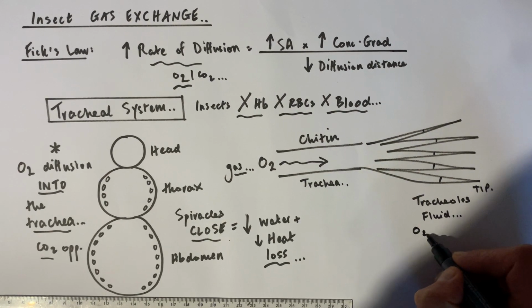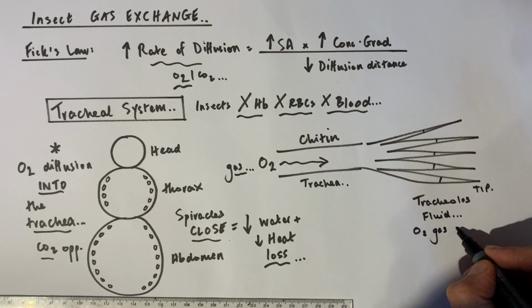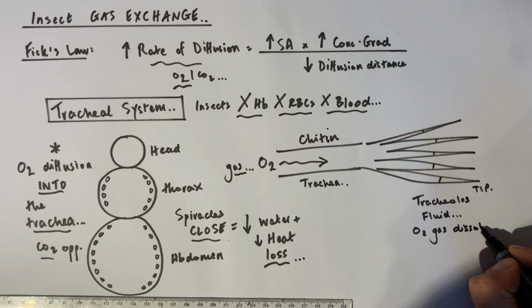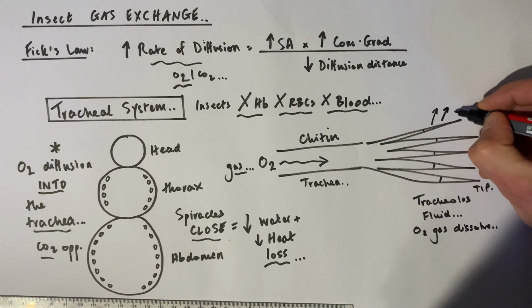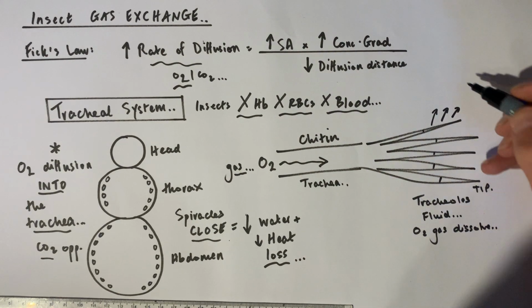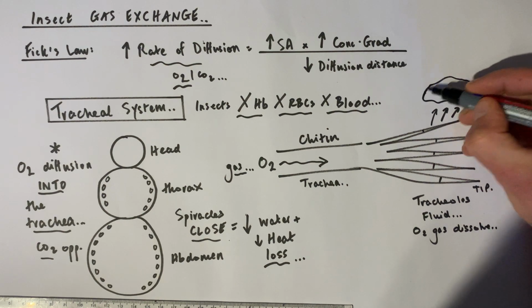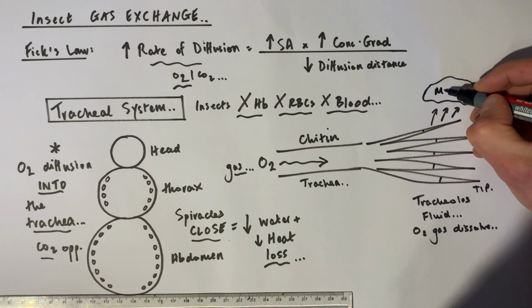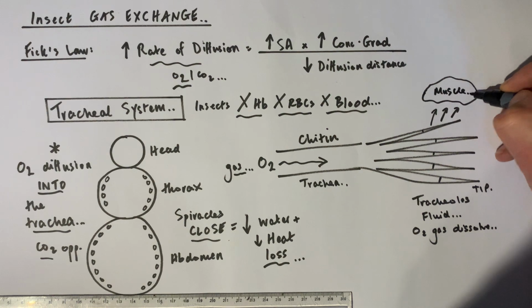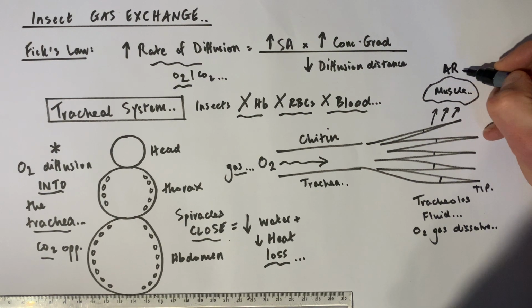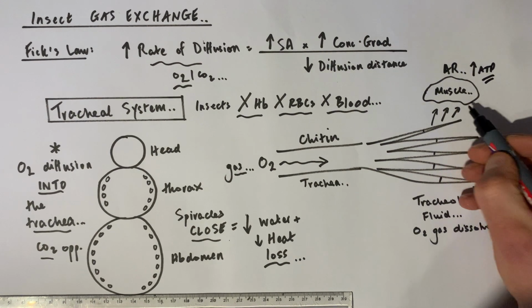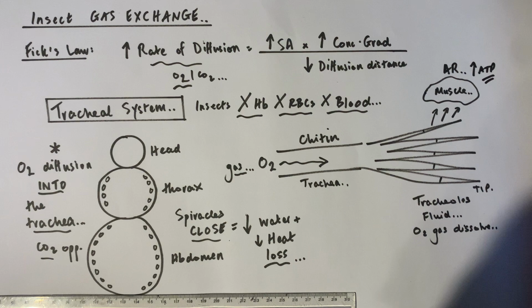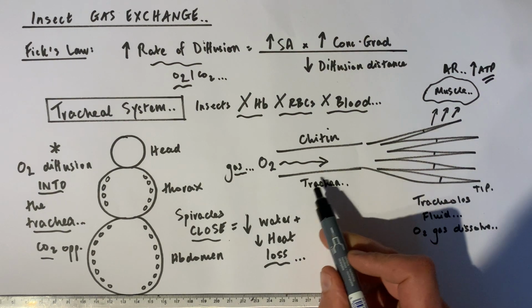So the O2 gas can then dissolve in this fluid, and then it simply diffuses across the thin wall of the tracheole into the respiring cells. So this might be a muscle cell, and therefore the oxygen is going to be used in aerobic respiration to make some ATP to allow that muscle cell to contract, for example. So there's no blood, there's no respiratory pigment.